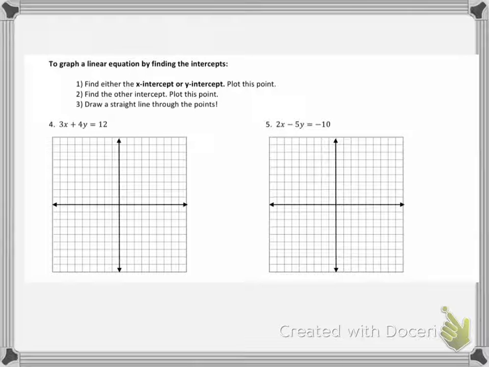Find one of the intercepts, plot it. Then go find the other one, plot it. That'll give you 2 points. 2 points is technically enough to make yourself a line, and that can complete your graph.